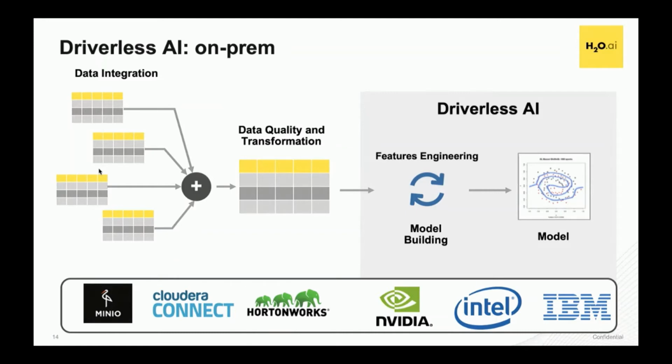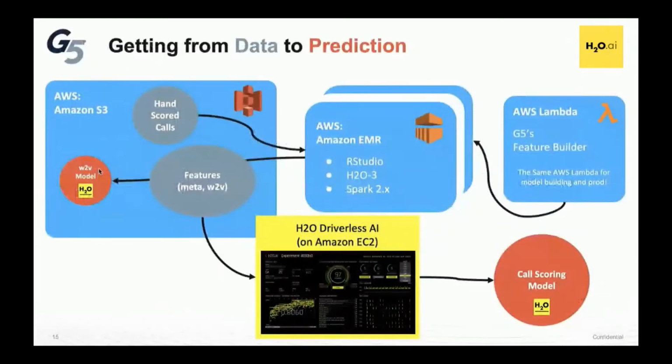So hopefully you get a good sense of the flexibility in the platform, as well as the seamless integration that you get with Driverless AI. All right, moving on, very quickly before we jump into the demo, I just wanted to talk about a customer, G5. You can look them up at getg5.com. They're essentially a real estate marketing company. They're purely on AWS, in the cloud, and the use case was around lead scoring.